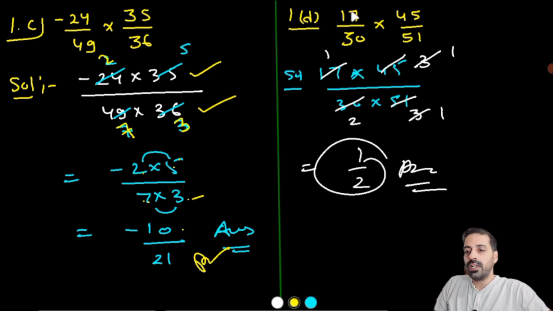Now again 17 upon 30 multiply 35 upon 51. So numerator 17 multiply 45, denominator 30 multiply 51. Now cancel out. 17 ones are 17 and 17 threes are 51. 15 twos are 30 and 15 threes are 45. So after cancel out we have the final answer 1 by 2.